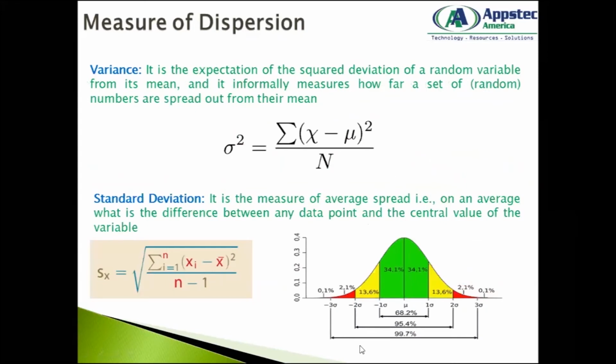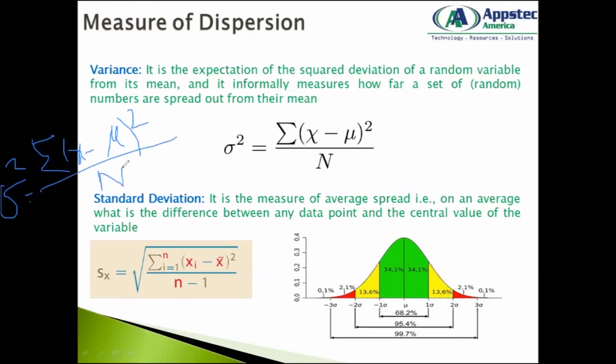Next, very important as per your machine learning or statistics, is what is called variance and standard deviation. What do you mean by variance? I think we roughly discussed it last time, in yesterday's session. Variance is the expectation of the squared deviation of a random variable from its mean, and it informally measures how far a set of random numbers are spread out from their mean. It is denoted by sigma square, which is the summation of (x minus mu) whole square, where x is the value and mu is the mean, divided by n, the number of data points.